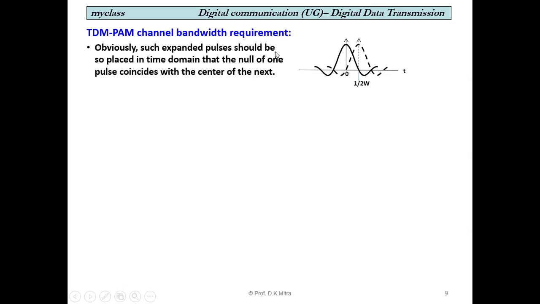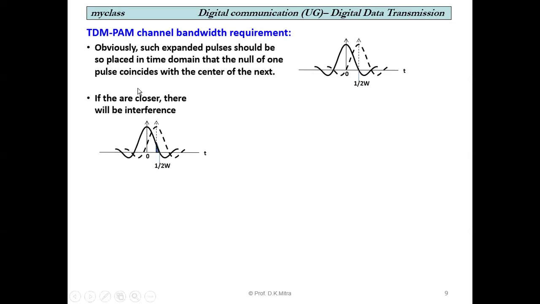Obviously, such expanded pulses should be so placed in the time domain that the null of one pulse coincides with the center of the next pulse. That is right. If you arrange it in such a way that the peak of the second pulse coincides with the null of the first pulse, and then you do sampling or measurement at each peak, then you are out of the problem. Otherwise, there will be a problem.